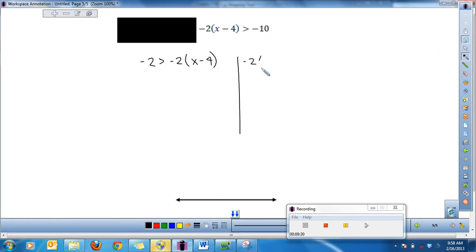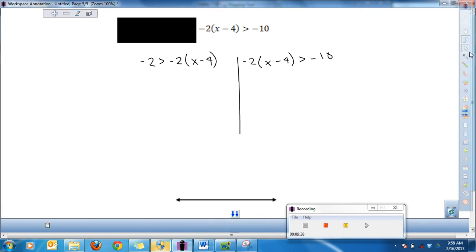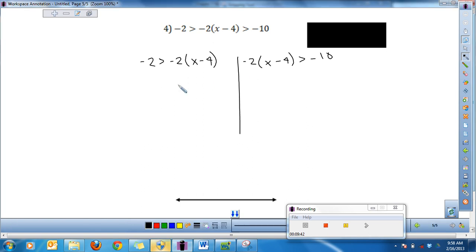Negative 2x minus 4 is greater than negative 10. Alright, now I'm going to solve each side separately. Draw a line on my inequality. Bring down my negative 2. I need to distribute here. I need to distribute a negative 2.